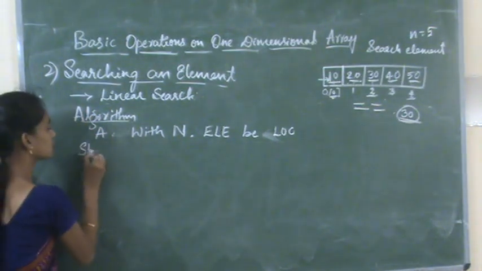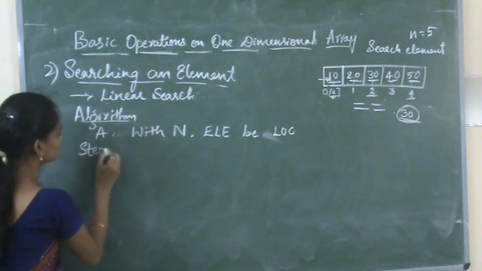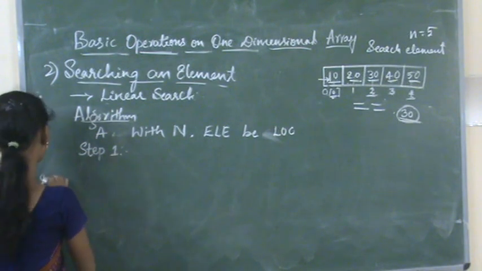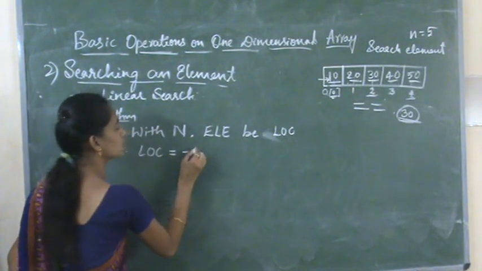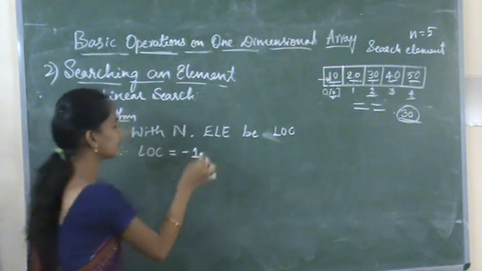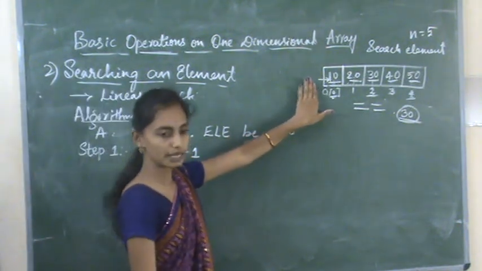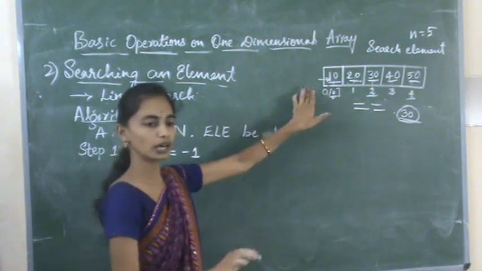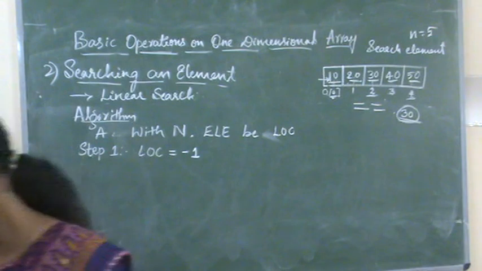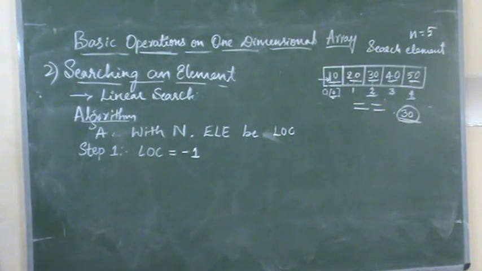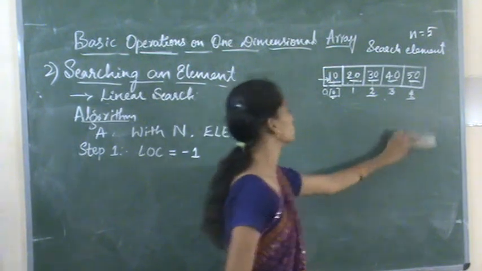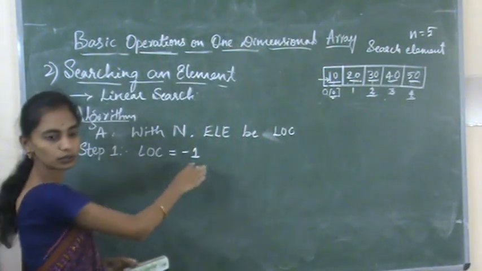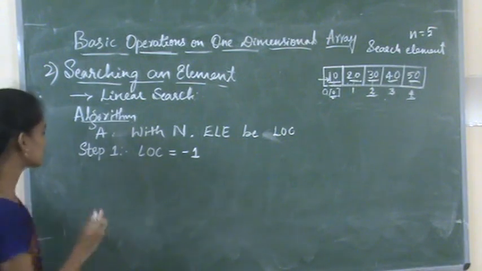So step 1 is location is equal to -1. Initially we are declaring that location is at the -1 position, so there is no location initially. We assign initial values to avoid garbage values. Now LOC is equal to -1. This is the first step.